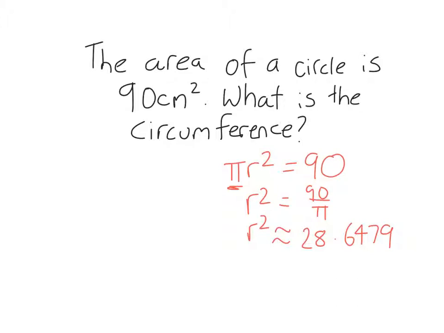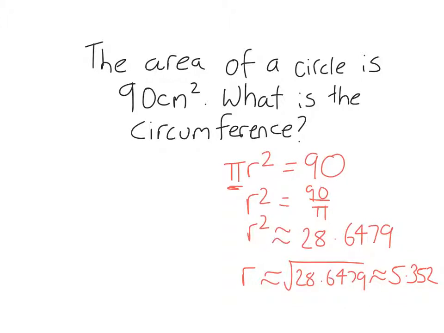So how do I get r by itself? Well, you undo squaring by square rooting. So r will be the square root of the answer that I just got. So if I take the square root of 28.6479 and put that on my calculator, I get about 5.35. And I'll put an extra decimal place in, 5.352. Okay, so that's the radius.